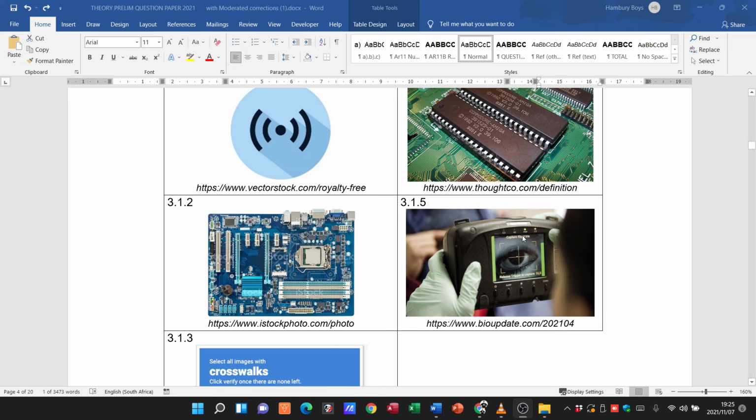Then lastly, 3.1.5. You can see we've got some sort of device that's scanning an eye. Okay, so here we're talking about a biometric, you can say a biometric eye scanner, biometric iris scanner, anything like that, but that's what it's doing. It's scanning the eye itself, the iris over here, to make sure that it is the correct individual.